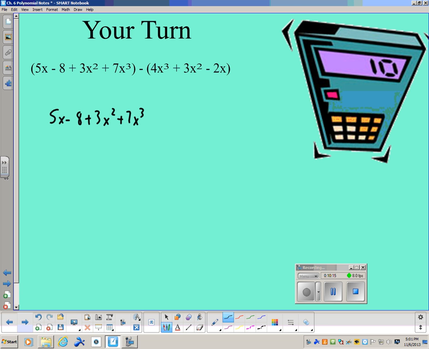I would distribute the minus sign through, so I get a minus 4x to the third, so I'm going to put that underneath. I've got a minus 3x squared, put that underneath the x squared, and I've got a minus 2x gives me a plus 2x. So lining those up, and since I already distributed the minus through, I could simply add those together. So 5x plus 2x here is 7x. You can bring down the minus 8. 3x squared minus 3x squared, they get canceled out. I've got 7x to the third minus 4x to the third gives me a plus 3x to the third.